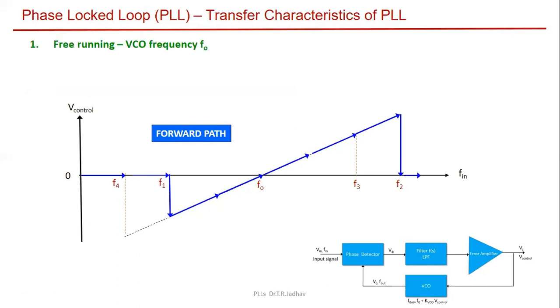Releasing the lock means again the PLL enters into free running. That means the VCO again stops the action, because now the input frequency is increased to a high level, or to a large value, which cannot be tracked by the PLL. So there we say that the PLL again enters into free running.